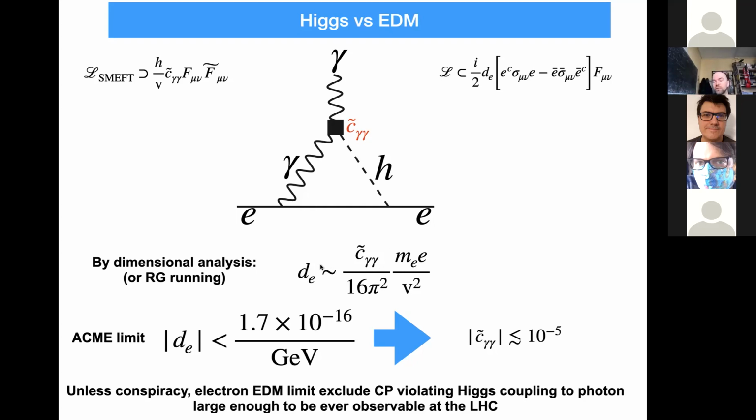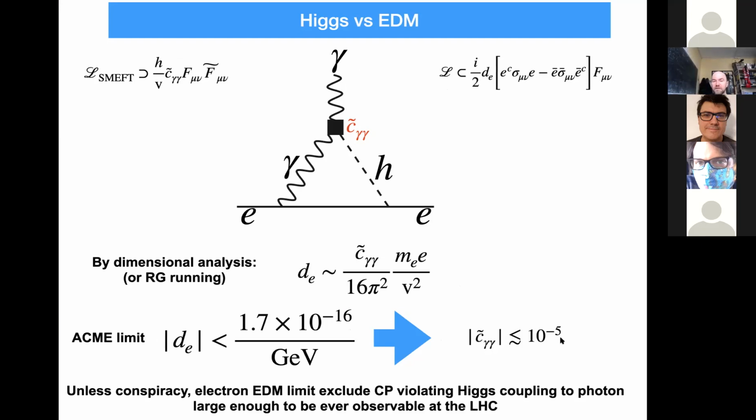Or instead of doing this dimensional analysis, you can look at the books and find the renormalization group running of the dipole operator as a function of this operator, and you get the same result. There will also be some log from the renormalization group running, which could be of the order of a few, but it will not change the conclusion. So at the end of the day, you'll find that this limit from ACME gives you a limit on this C twiddle gamma gamma of the order of 10 to minus 5.